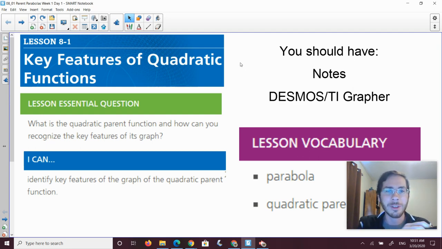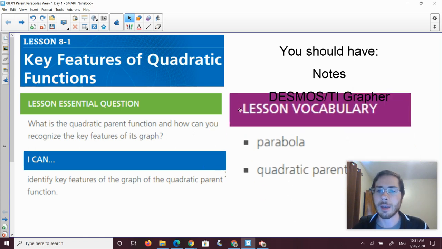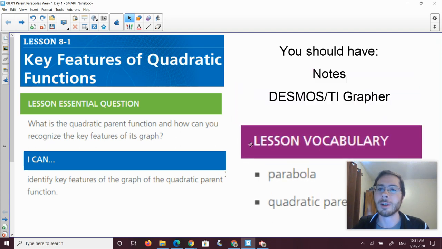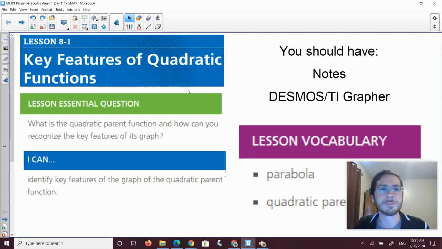So we're going to check out 8.1, like I said. The whole topic is going to be about key features of quadratic equations, quadratic functions. For this one, you need to have notes and either Desmos or a TI grapher available, because in this section you do need to graph some things and see how the graphs relate. We're going to look at parent functions and identify key features of parent functions. A couple of vocab words we have are parabolas and quadratic parent functions.